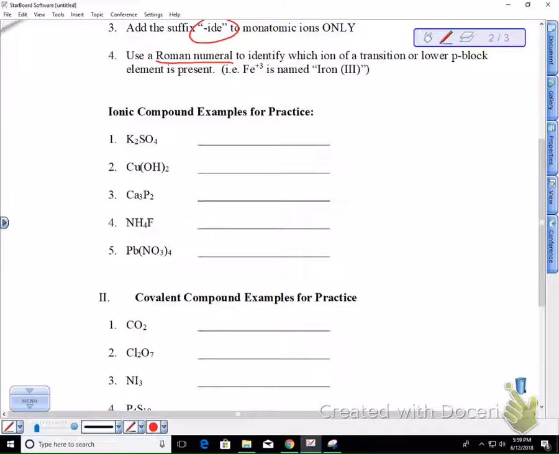So number 1, K is my cation. That is potassium. Don't do anything to that name. And then SO4, you recognize that as polyatomic. We have memorized that to be sulfate. We don't change a thing. Potassium sulfate. Number 2, I have a transition metal, so I could have a Roman numeral. So I've got to figure out what my charge is. Hydroxide is -1. There's 2 of them, so copper is going to be +2. So this is going to be copper 2 hydroxide.